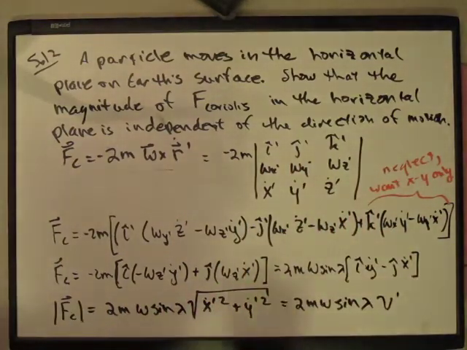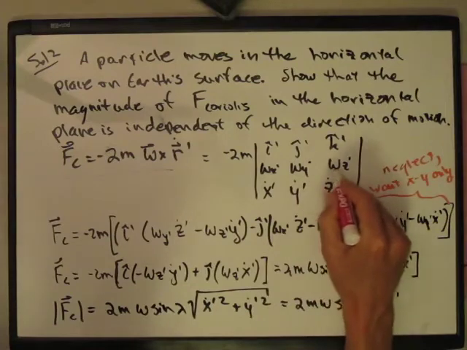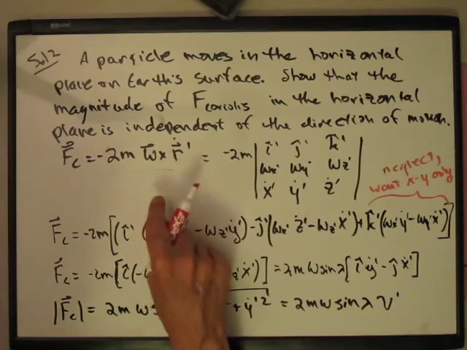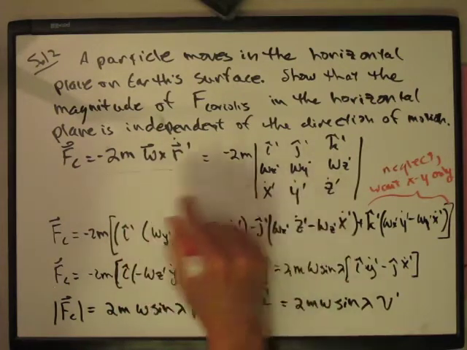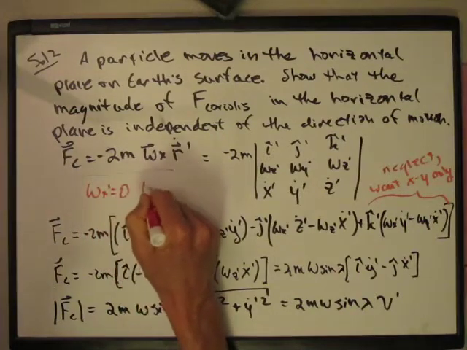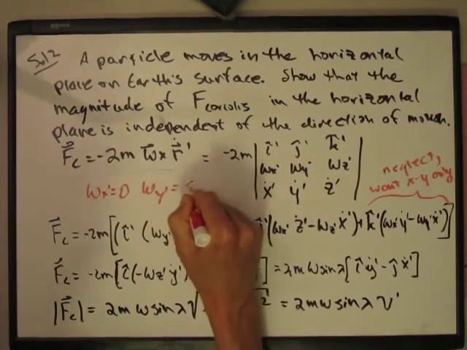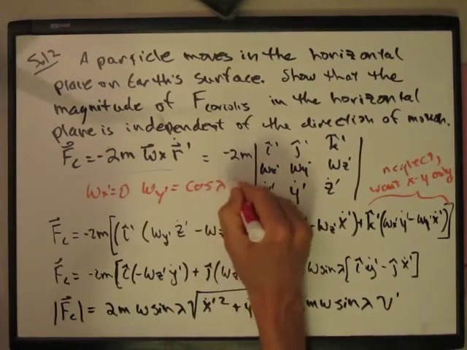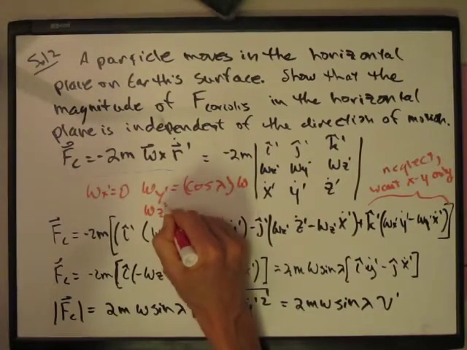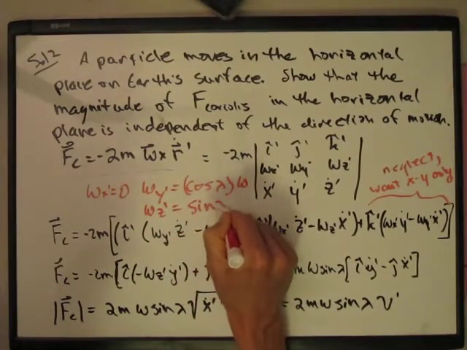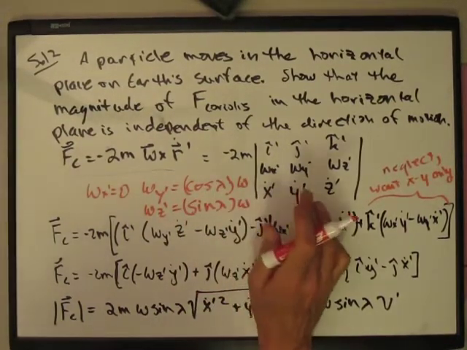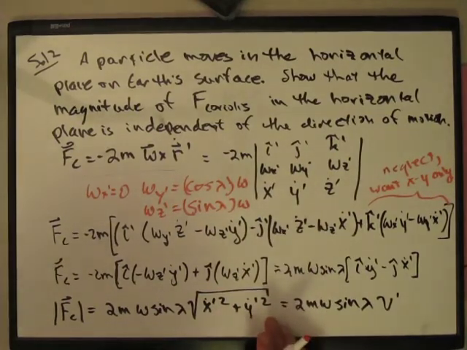And so we write all these things out, right? We've already looked at, in the previous example, what these omegas are. The rotational axis of the Earth, omega x prime is equal to 0. Omega y prime is equal to cosine lambda times omega. And omega z prime is equal to sine lambda times omega. It's just the component of the Earth's rotational axis in the rotating frame attached to the Earth, right?